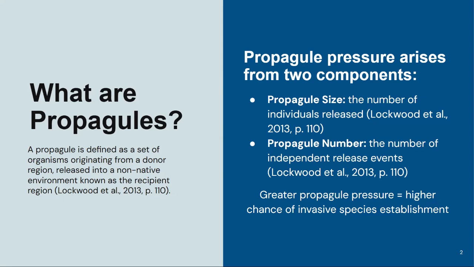It's simple to understand that a propagule of a greater size will have better establishment success. But propagule number is beneficial because more release events means a greater chance of the propagule finding a suitable environment. In combination, these factors create greater propagule pressure that increases the overall likelihood of establishment.